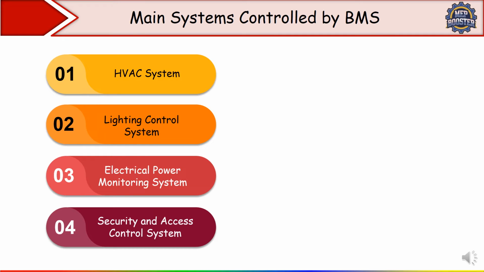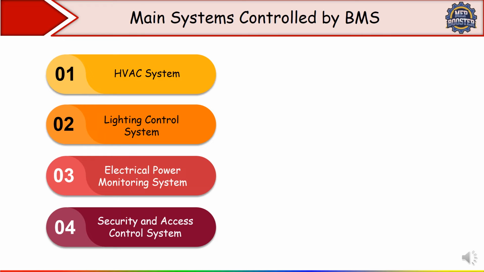So here, normally the BMS, building management system, monitors energy consumption, and it also detects overload, phase loss and fault conditions. It also auto-starts the generator during an outage. So in this way the BMS works.